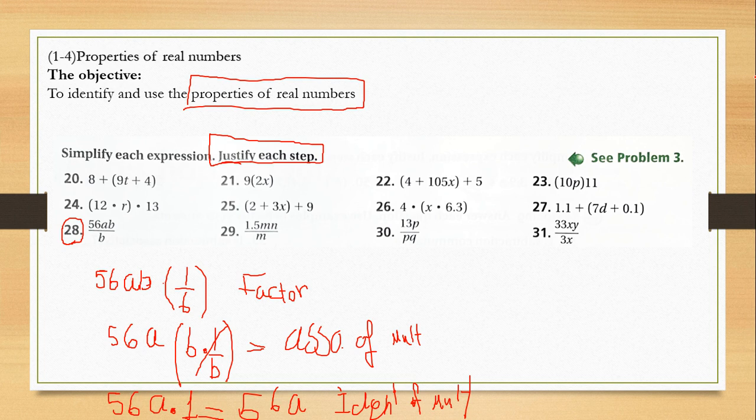Let's make more examples. I'm going to do this one because this is a direct example. So that will be, by directly using the associative property of multiplication, equal to 18x.